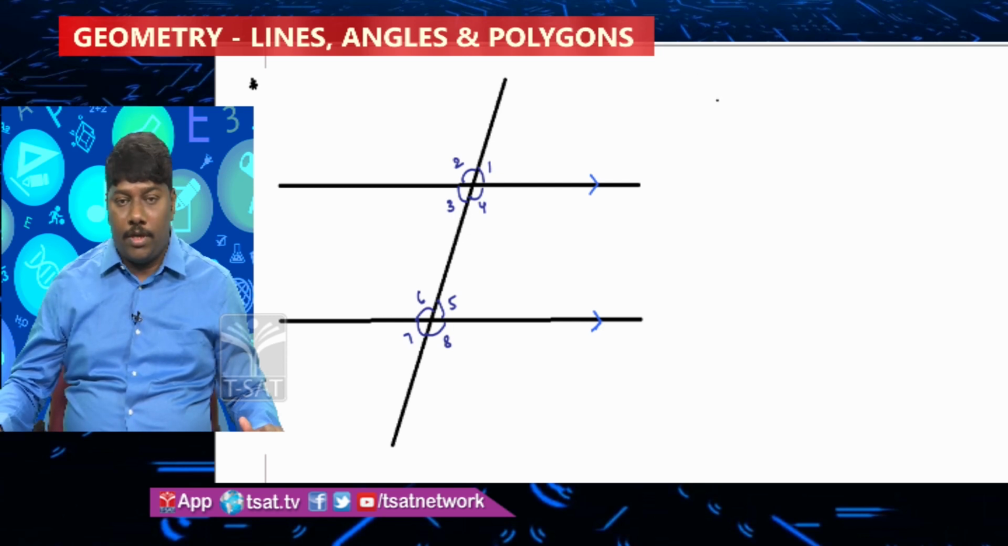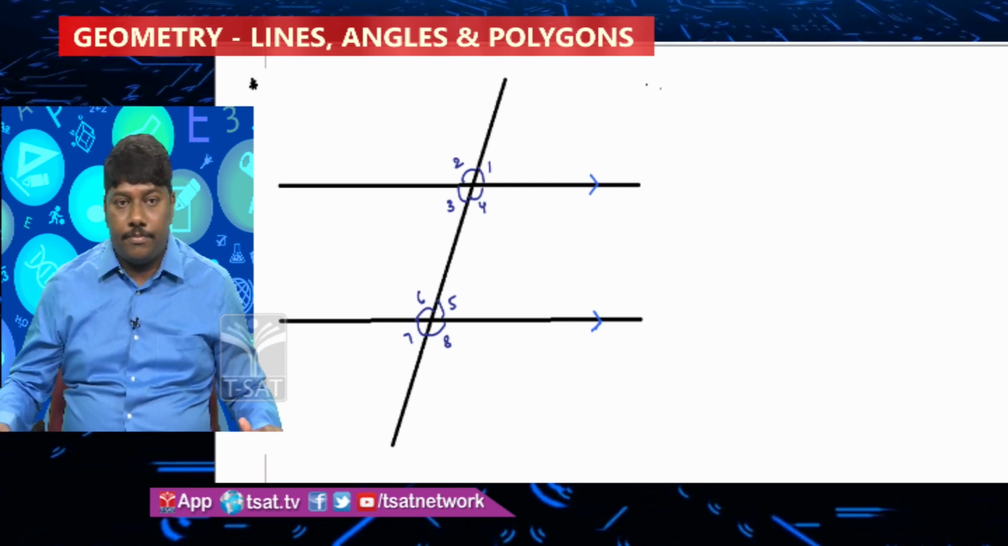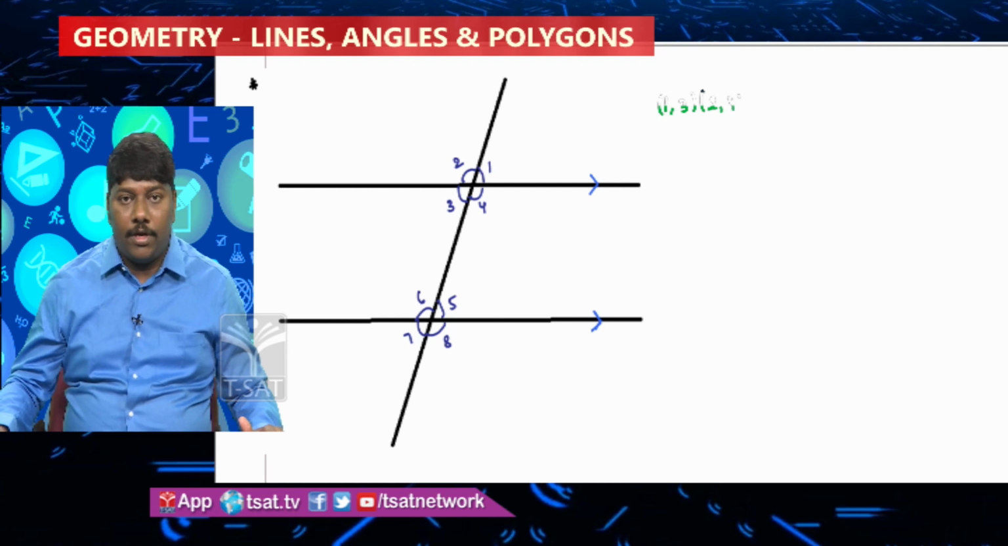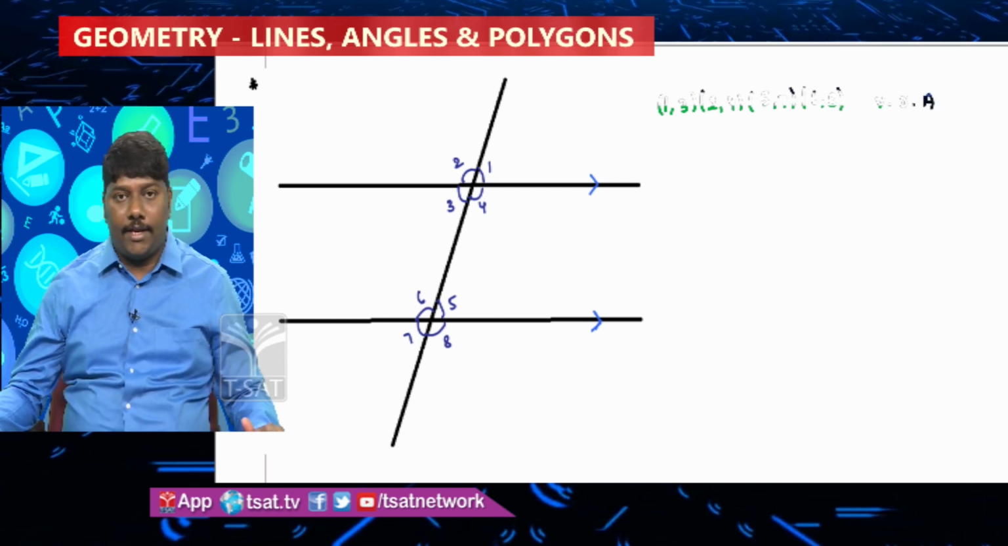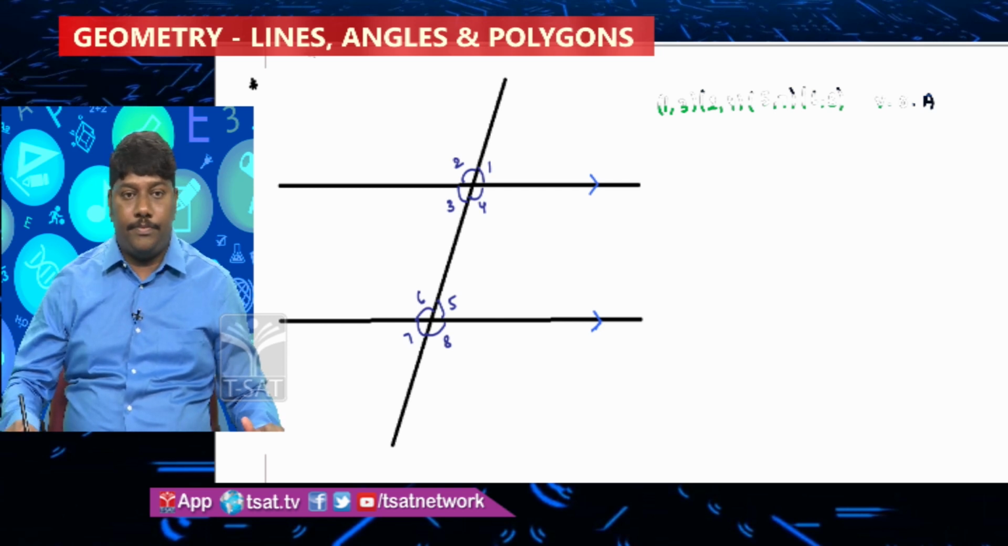First, look at angle 1 and 3. We know angle 1 and 3 are vertically opposite angles, 2 and 4 are vertically opposite angles, 5 and 7 are vertically opposite angles, 6 and 8 are vertically opposite angles. So, these are vertically opposite angles. What do we know about vertically opposite angles? Vertically opposite angles are always equal.